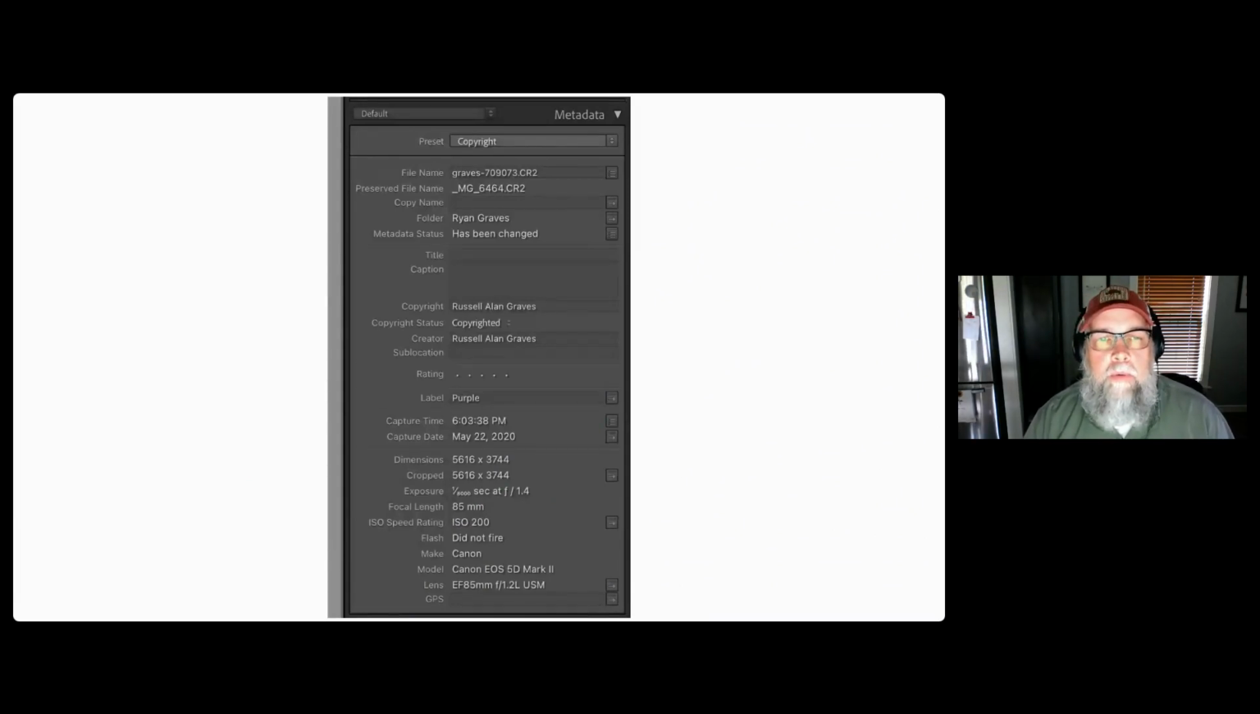I've got a copyright preset that I put in mine when I download the pictures. In other words, it puts the copyright status in the image and who's the creator and all that. So as we go down, it's got my file name. It's got the original file name, preserved file name. That's what the camera called it.